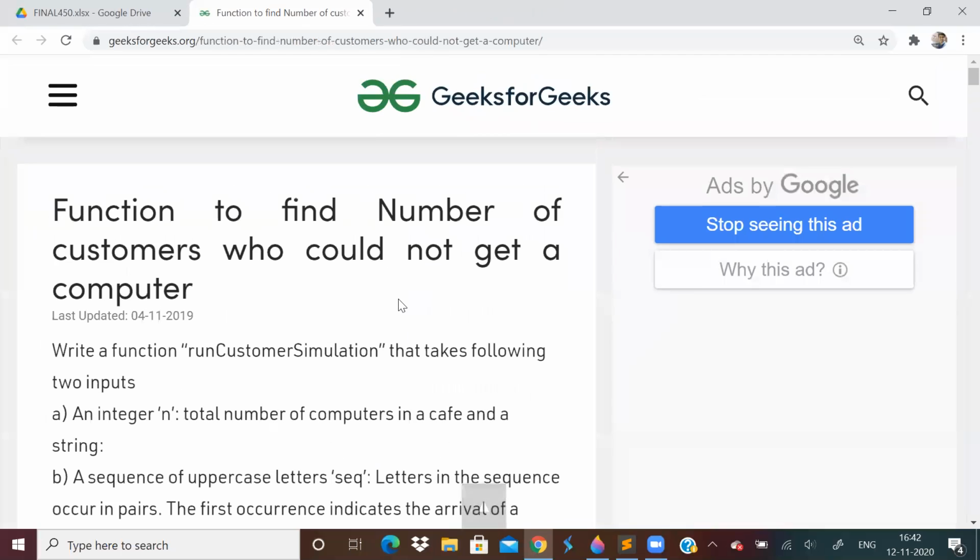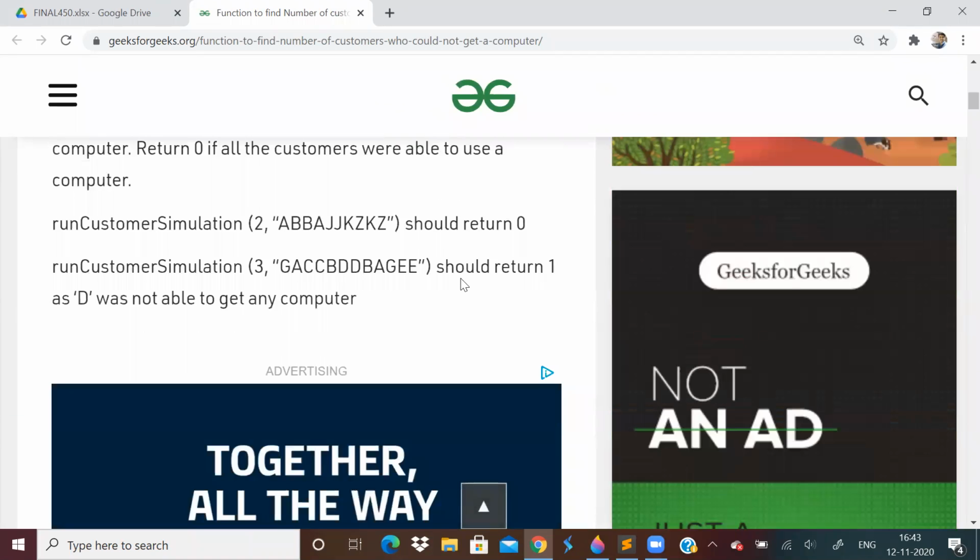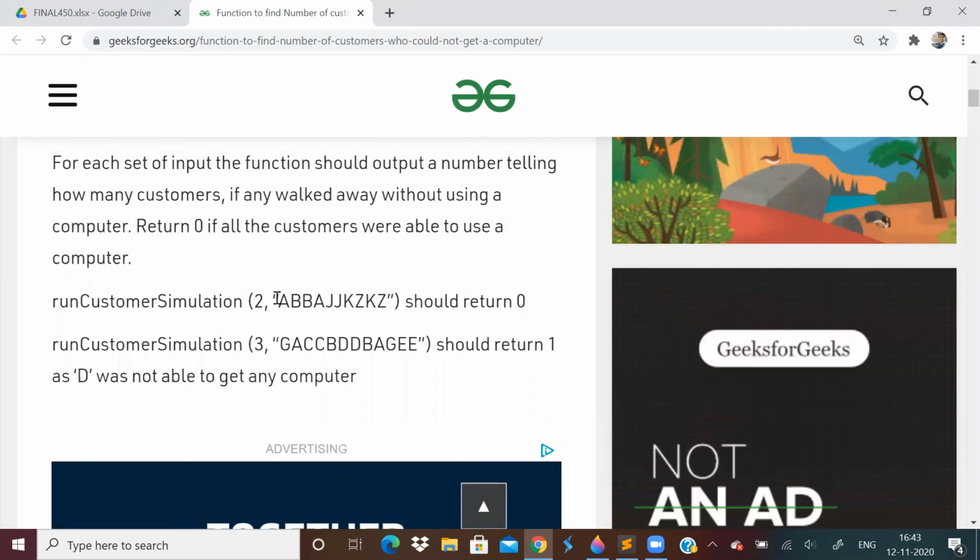So now let us go to the other problem. The other problem is to find the number of customers who could not get a computer. The input will be n and a string. N will represent the number of computers and the string will represent uppercase English letters, which will tell us that a customer came, used the computer and left.